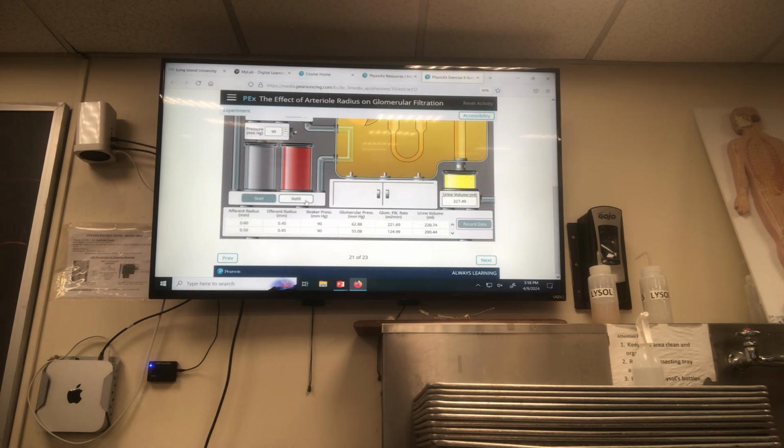Click on record data. Click on refill. Now let's look at the values. When I drop the efferent arteriole from 0.45 to 0.40, what happened to the pressure? It went up. What happened to the GFR? Went up even more. What happened to the urine volume? Went up even more.